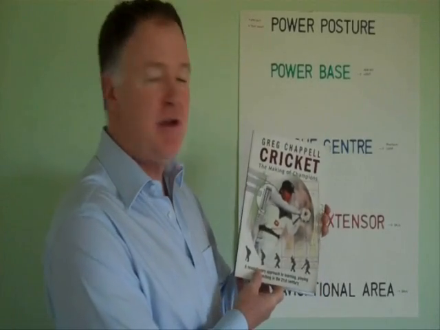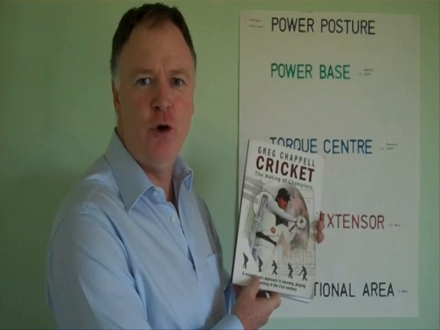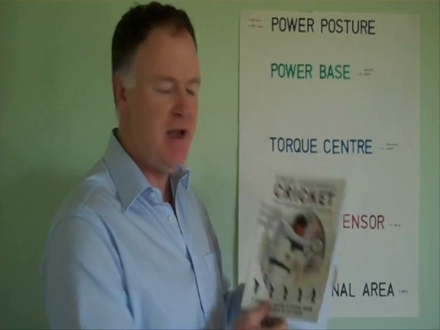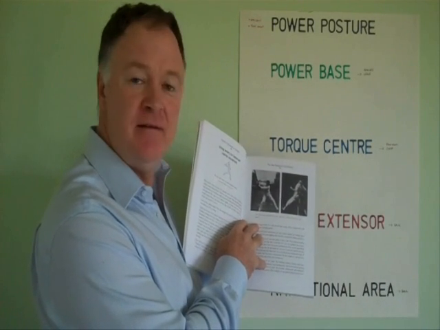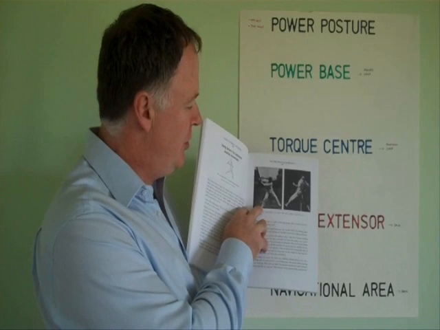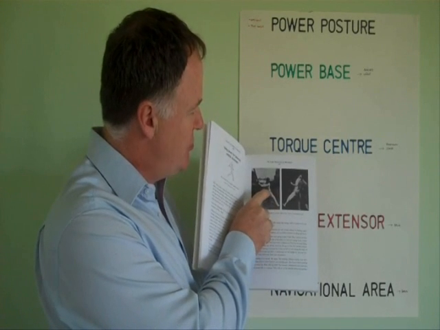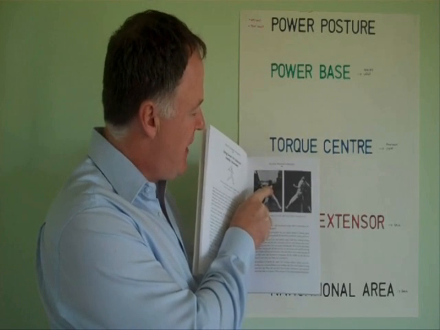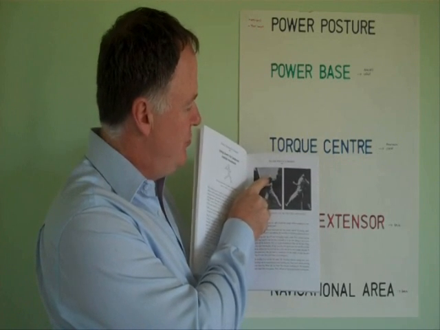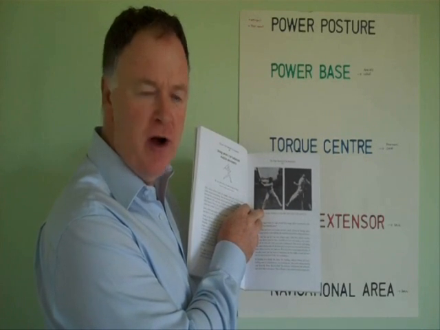And this is all beautifully demonstrated in a book that Greg Chappell and I wrote called The Making of Champions. And in it we see Victor Trumper utilising all these forces, the power base, the rotational centre, the force extensor in his back and the navigational area to set up a beautiful position to hit a drive.